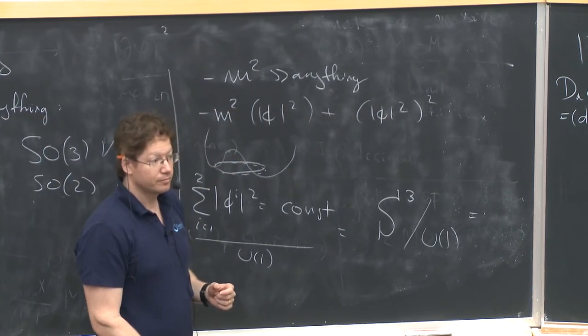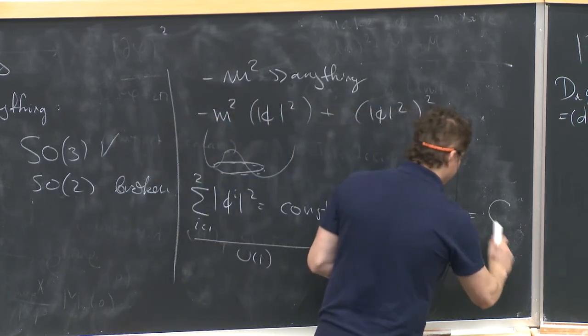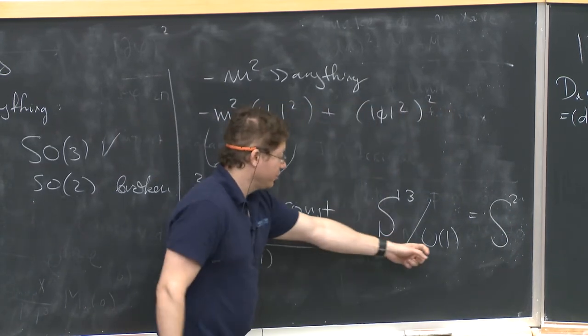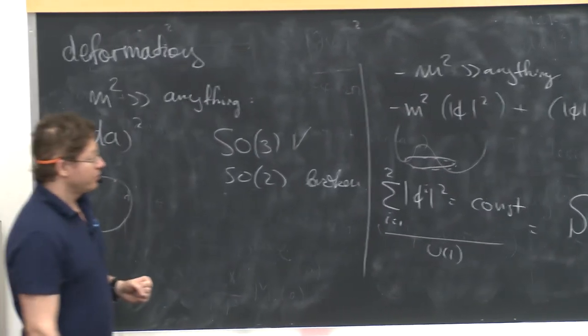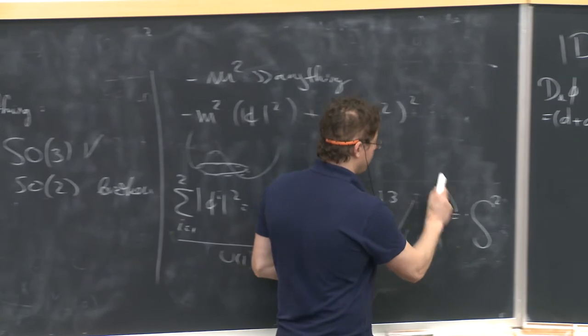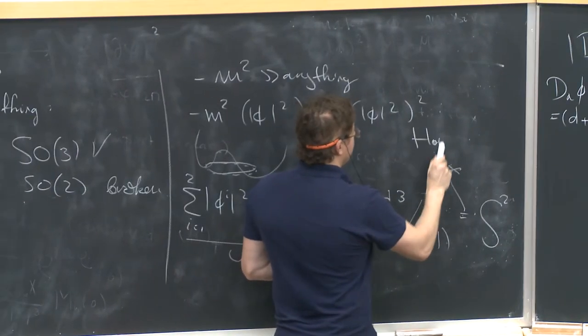Does anybody know? S2, not a circle, S2. This is three-dimensional, this is one-dimensional, so you get a two-dimensional space. This is called the Hopf fibration. You can read about it.